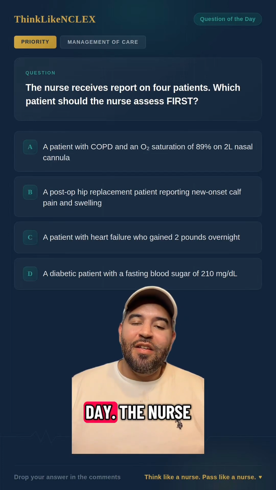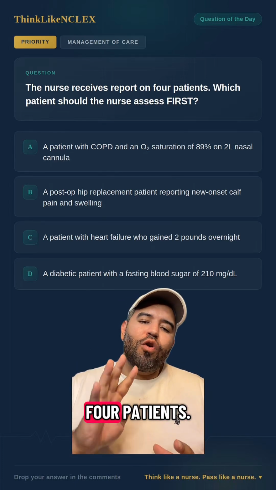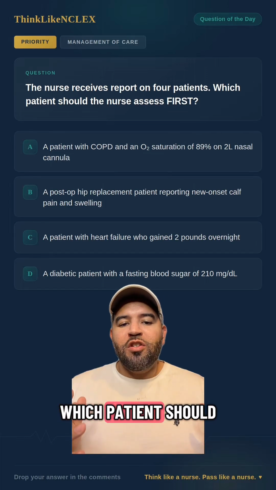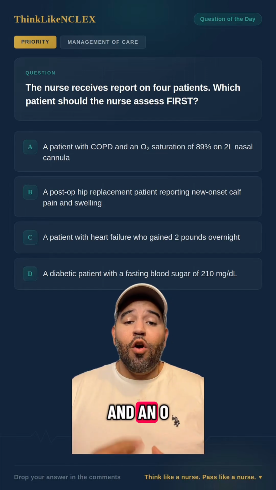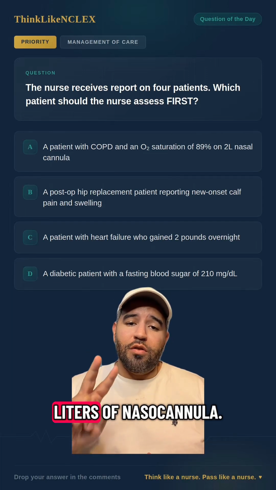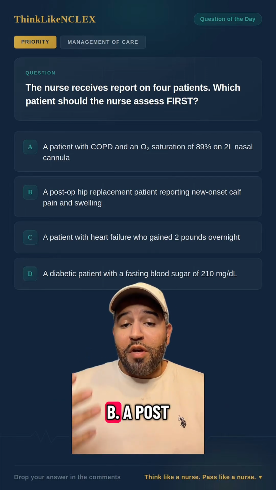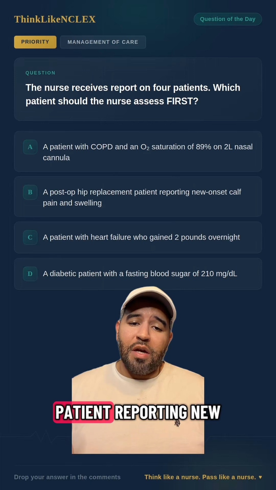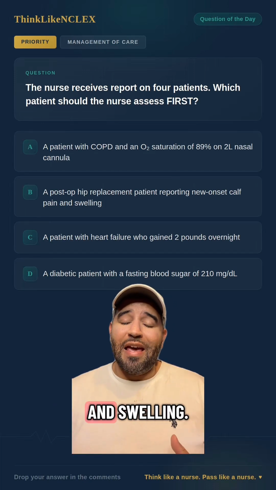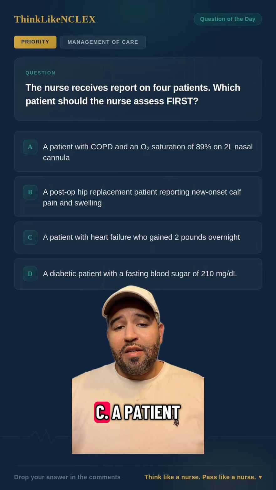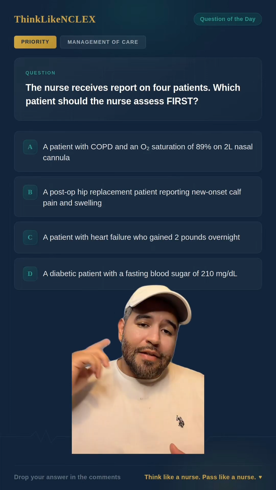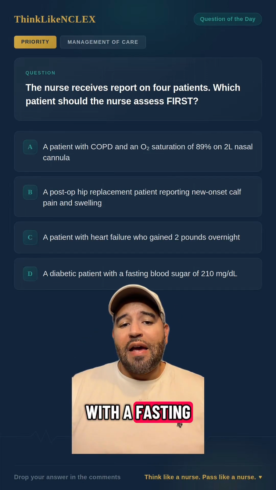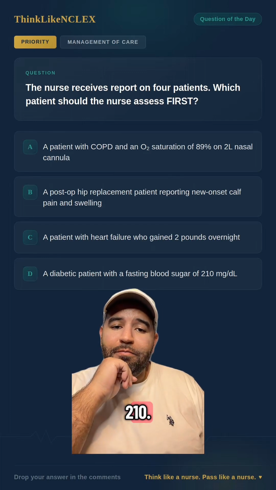Question of the day. The nurse receives a report on 4 patients. Which patient should the nurse assess first? A, a patient with COPD and an O2 sat of 89% on 2 liters of nasal cannula. B, a post-op hip replacement patient reported new onset calf pain and swelling. C, a patient with heart failure who gained 2 pounds overnight. D, a patient with a fasting blood sugar of 210.